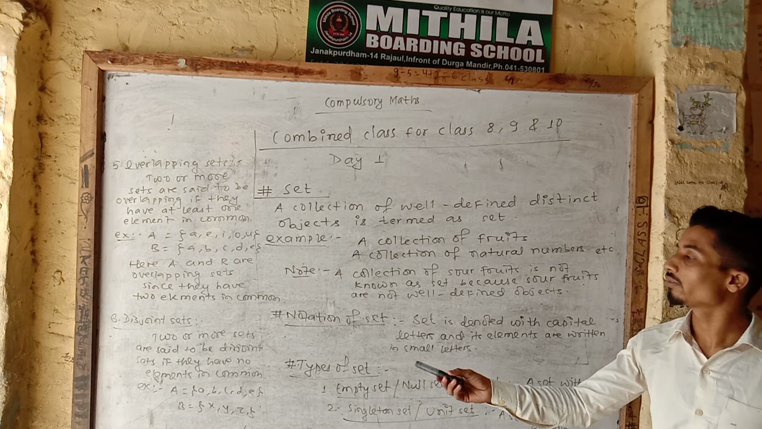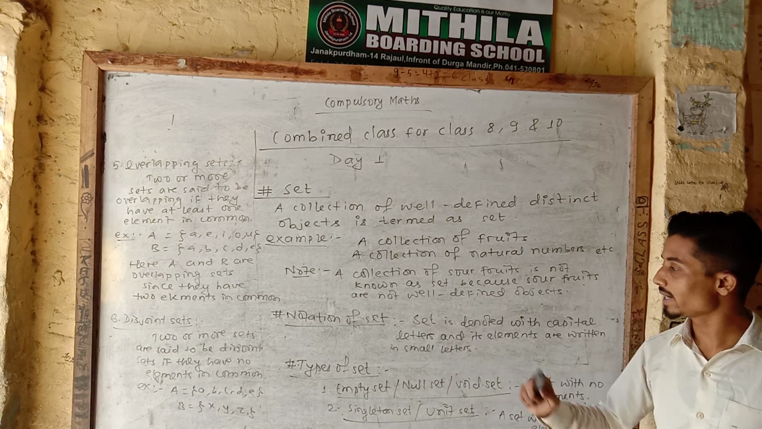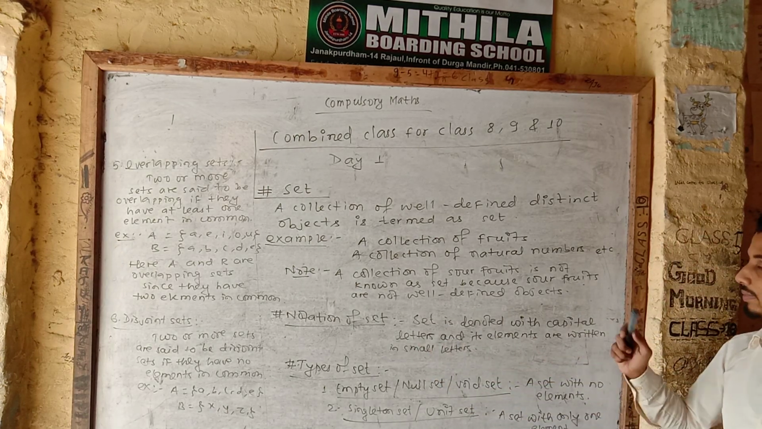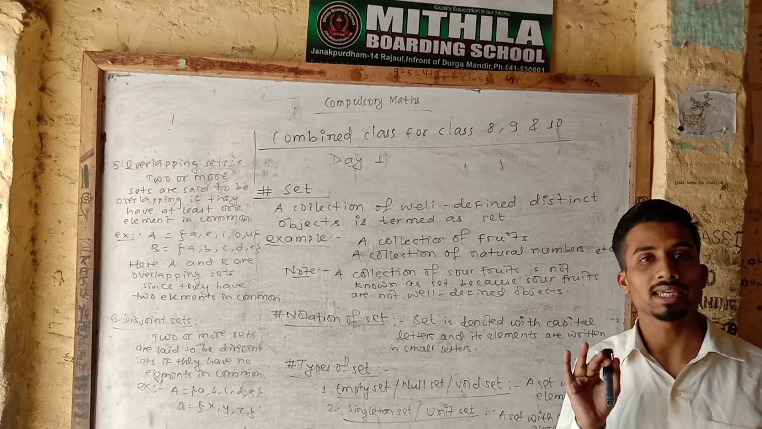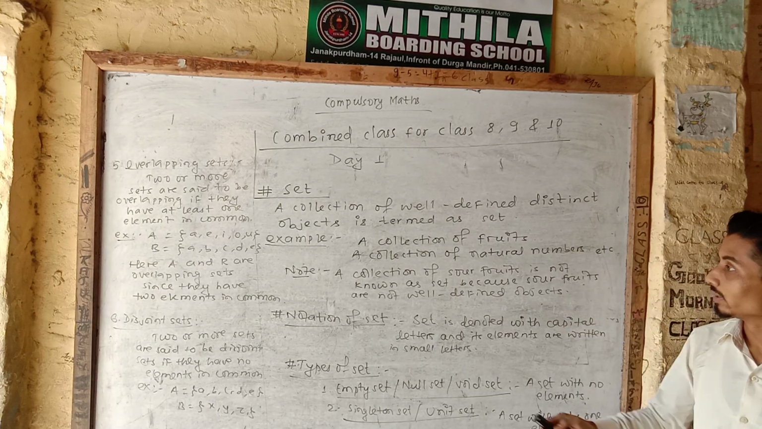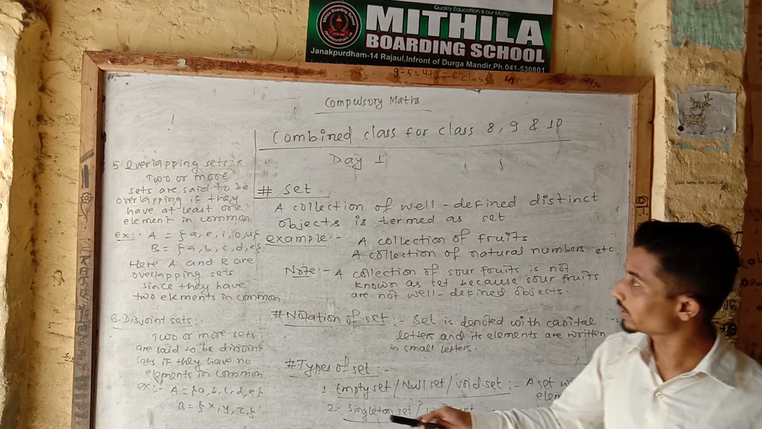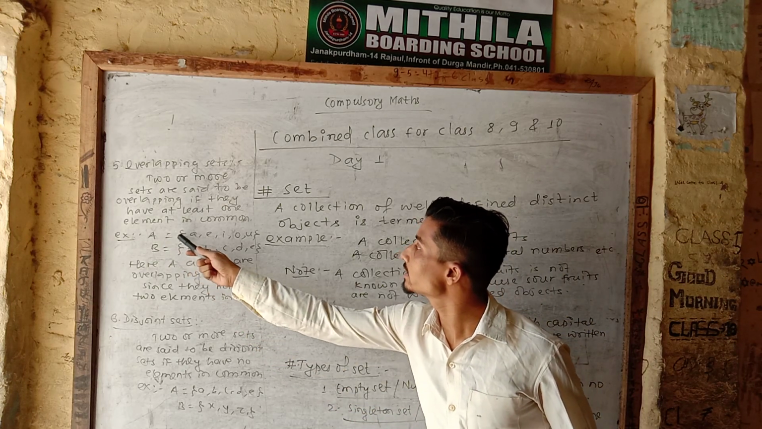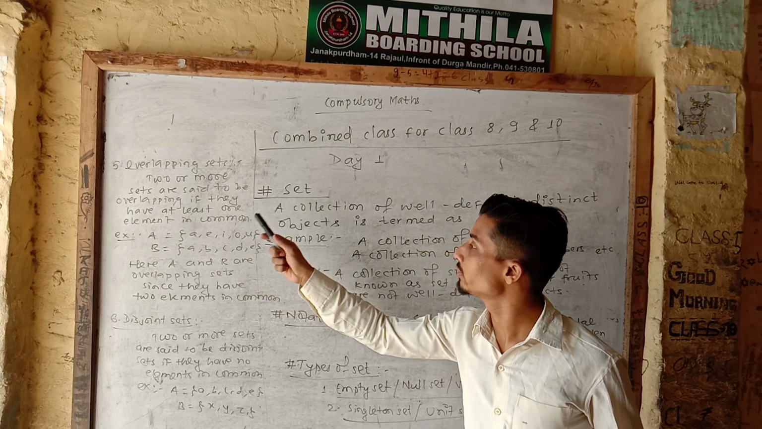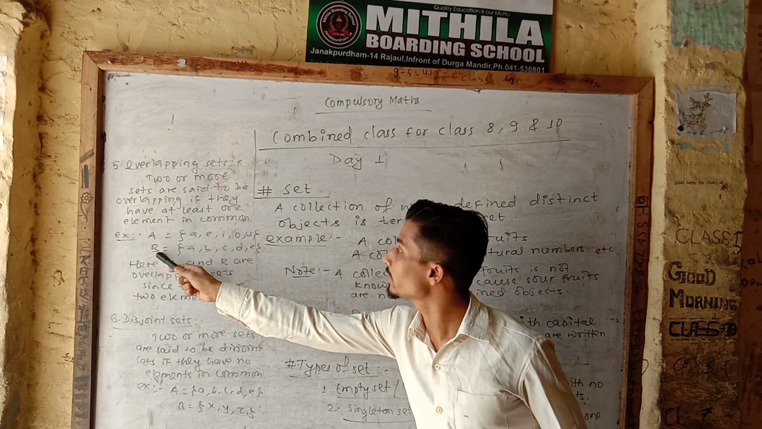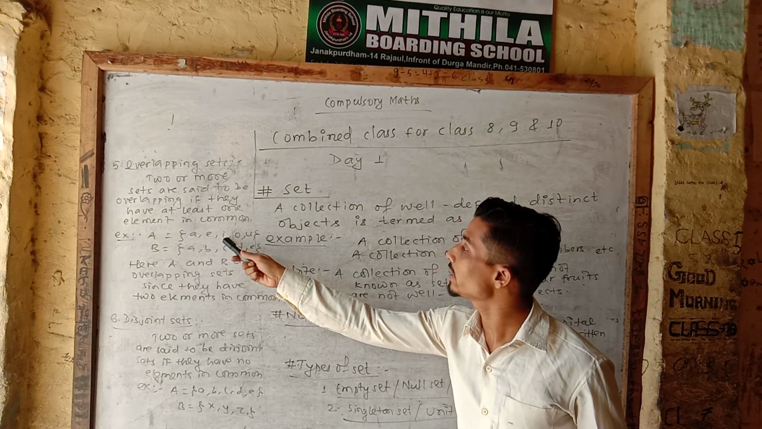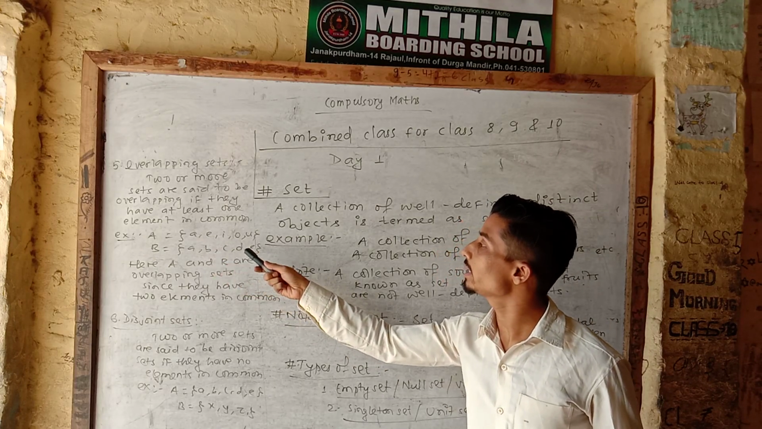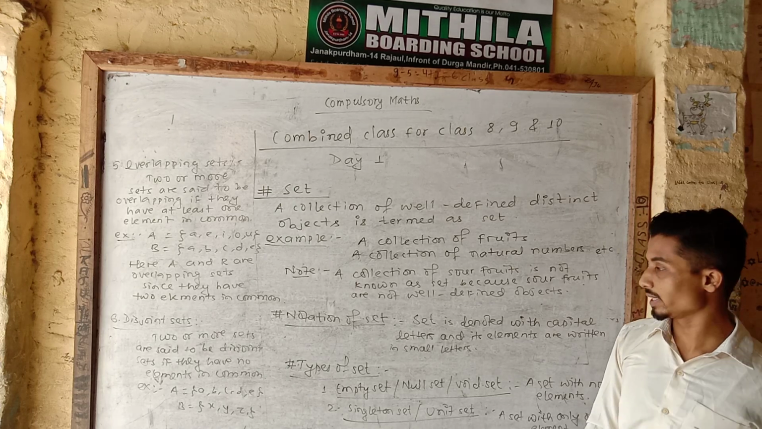Now, how are we going to denote the set? A set is denoted with capital letters. Whenever we denote a set, we will use capital letters. For example, I have given here set A. Set A equals A, E, I, O, U. Here capital letters A and B denote sets, and the small letters A, E, I, O, U, and A, B, C, D, E are known as the elements of the sets.